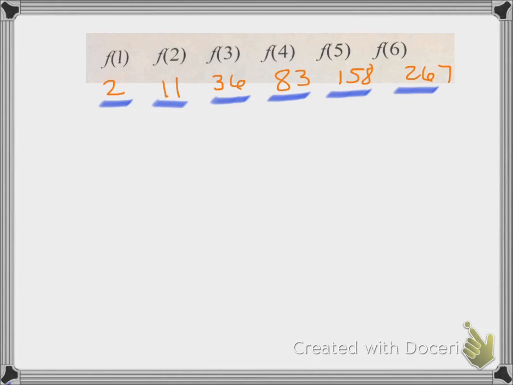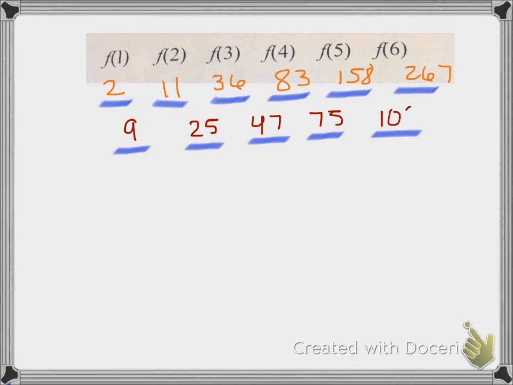So when we do 11 minus 2, that would be a 9. 36 minus 11, that would be a 25. 83 minus 36, 47. 158 minus 83 is 75. And 267 minus 158 is 109. We're going to do it again. You have to keep doing it until you end up with the same answer.